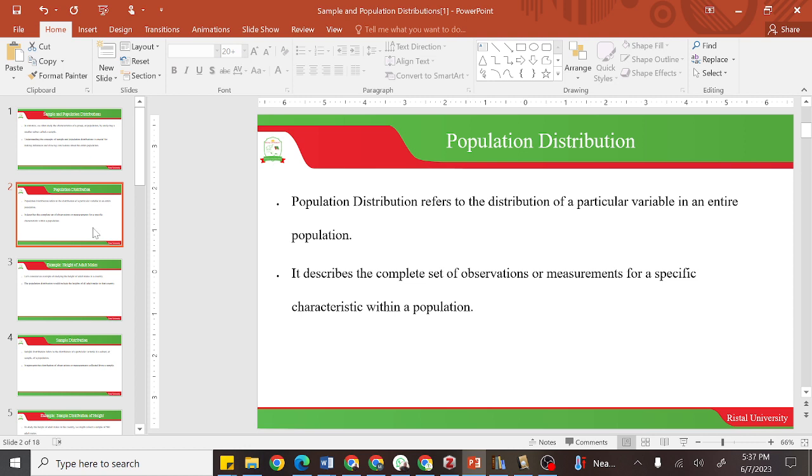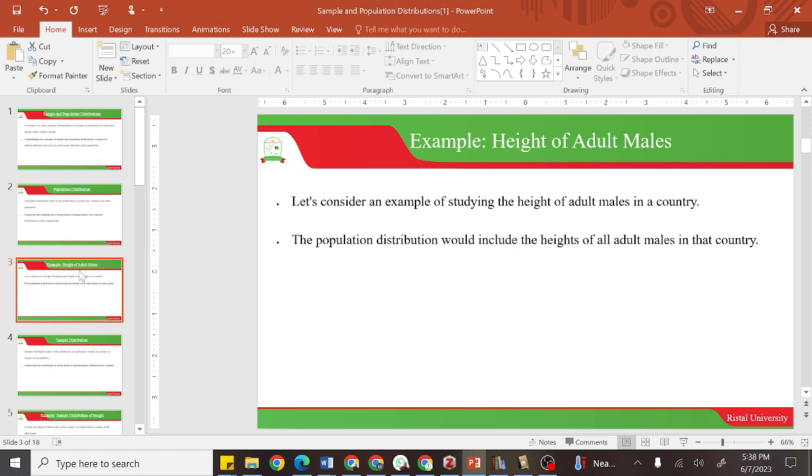We need to take these measurements, and then the distribution of that particular variable, which is height, becomes the population distribution for height for people who are staying in monarchy.